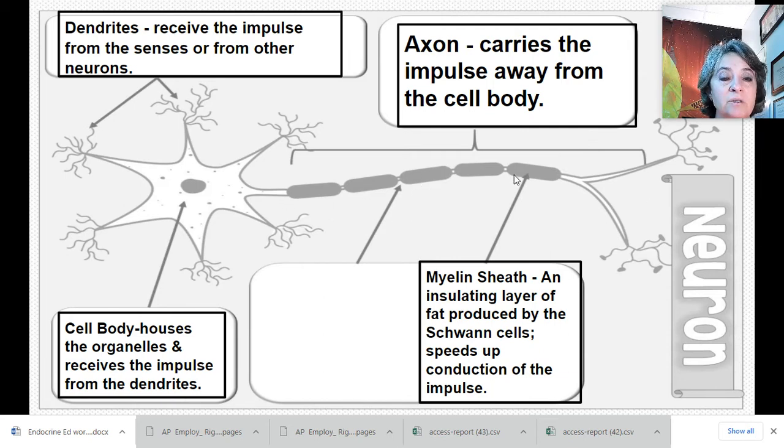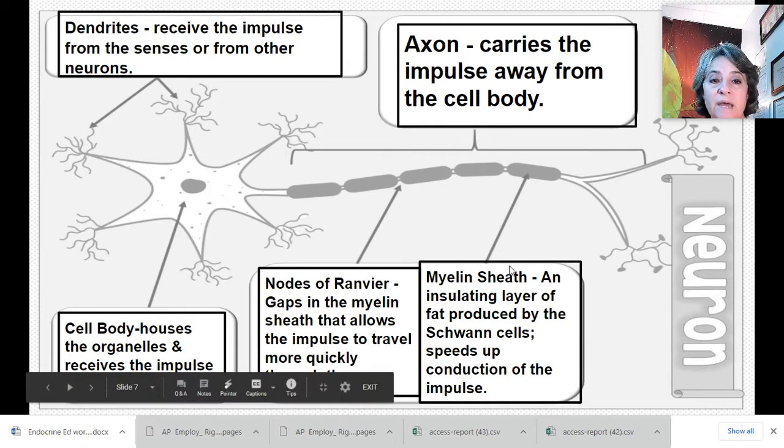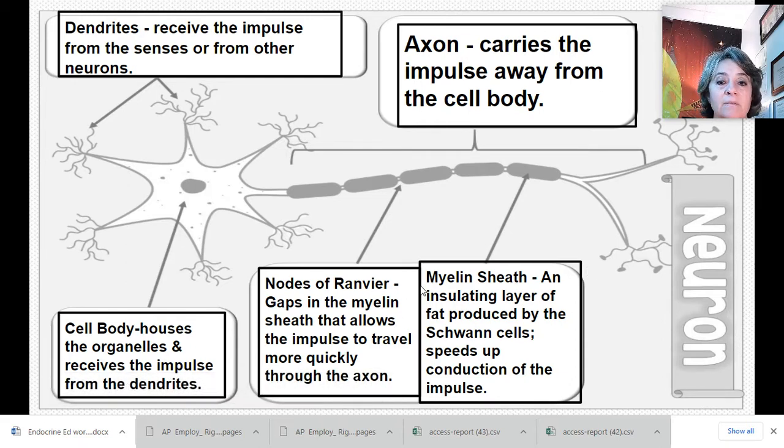So by having these little spots of myelin, it allows the impulse to go faster because it jumps and hops kind of like leapfrog across there. These spots where there is no myelin are called the node of Ranvier. That's named after the scientist who discovered them. And these are gaps in the myelin sheath, and it allows the impulse to travel more quickly through the axon.